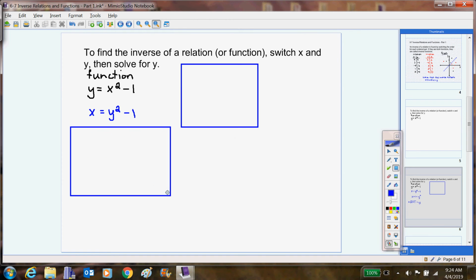So here we go. We switch our x and y, and then we want to solve for y, and that'll give us our inverse. Even if the original didn't say y equals, if the original had said f of x equals x squared minus 1, that f of x would be your y, but then you'd switch it out and put an x in and then solve.